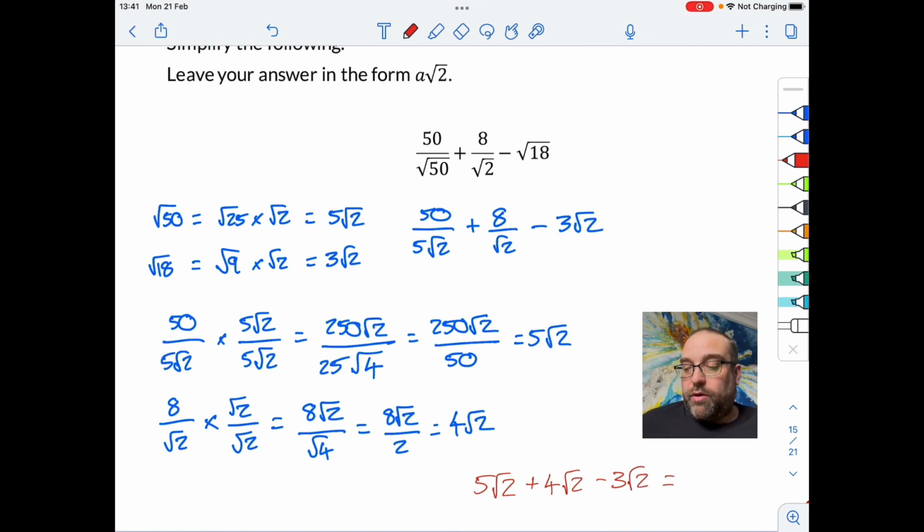So we can now go ahead and just add those. 5 root 2 add 4 root 2 is 9 root 2. Take away 3 root 2 leaves us with the answer, which is 6 root 2.